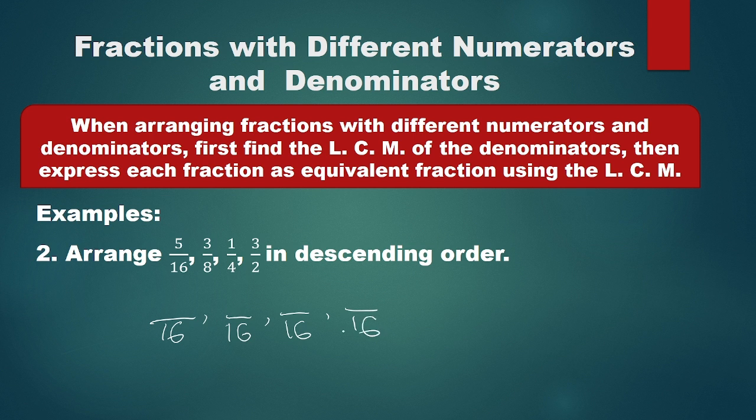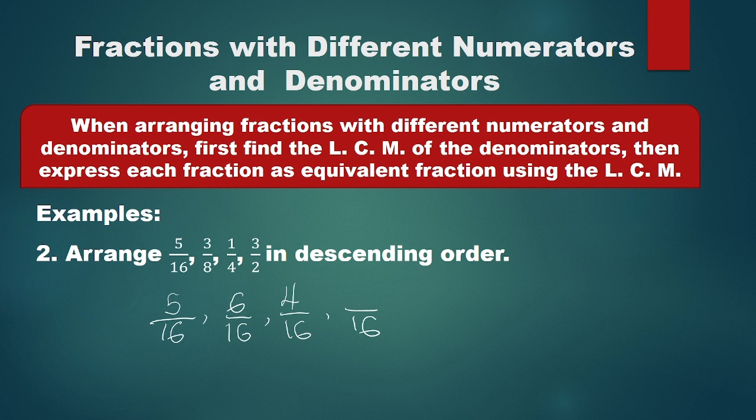Now, what will I multiply by 16 to get 16? Just 1. So it means that 5 multiplied by 1 will give me 5. So 5 over 16 is the same thing as 5 over 16. Now, 8. What would I multiply by 8 to get 16? That's 2. So I will multiply the numerator by 2, and that will be 3 times 2, which is 6. What would I multiply by 4 to get 16? That's 4. So I will multiply the numerator by 4. 1 times 4 will give me 4. So it means that 1 over 4 is the same as 4 over 16.